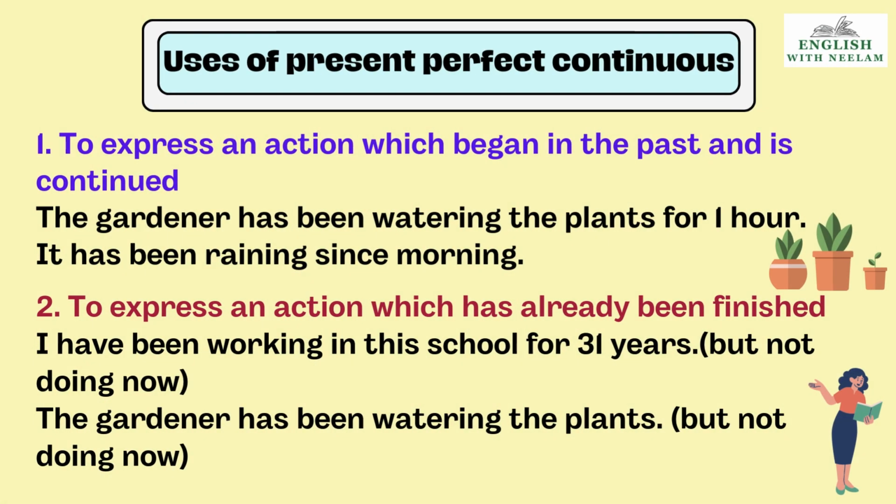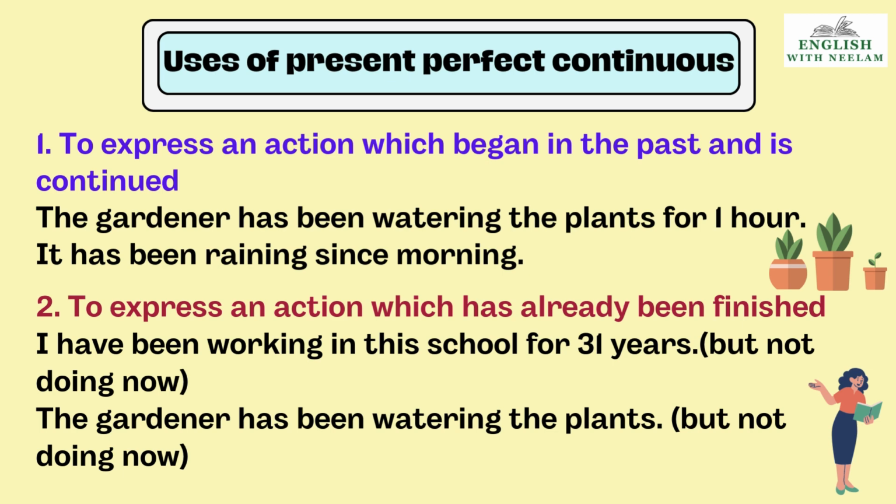Now the uses of present perfect continuous tense children. To express an action which began in the past and is continued. The examples: began in the past and is still continued. The gardener has been watering the plants for 1 hour. It has been raining since morning.